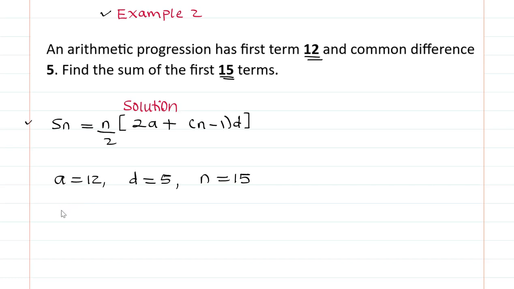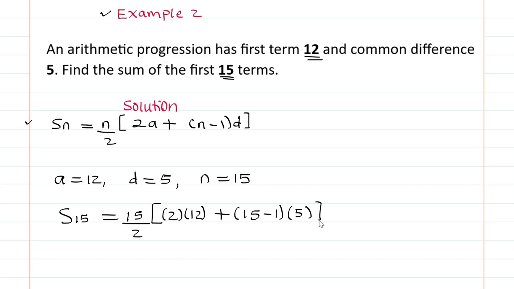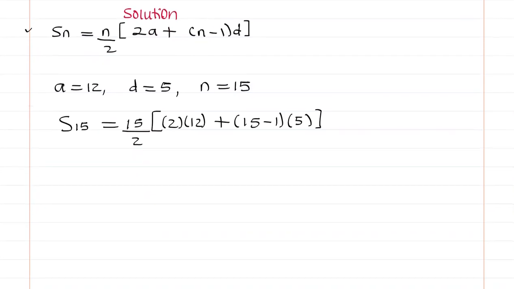Then we operate. Therefore, the sum of 15 terms, S15, equals n, which is the number of terms, 15, over 2, that is part of the formula, into 2 times A. What is A? A is the first term, 12, plus N. N is the number of terms, 15, minus 1 times the common difference D, which is 5, close, and keep your brackets accordingly. And then from here now we just simplify.